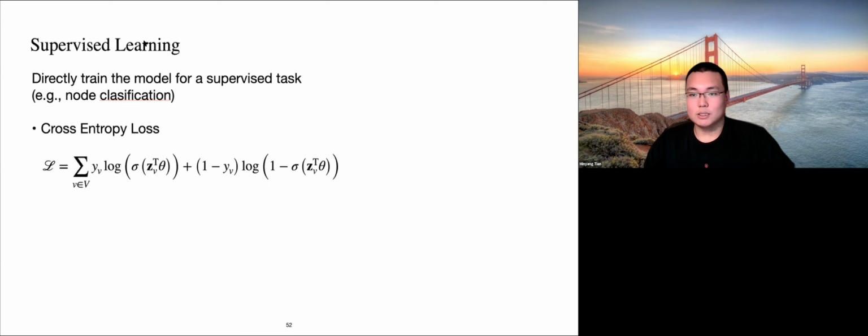So yeah, for supervised learning, we can directly train the model for a supervised task such as node classification. So if it's a one-way prediction or binary classification, the equation is here. The theta is the classification weight, and the z_v transpose is the node output embedding, and the y_v is the node class label.